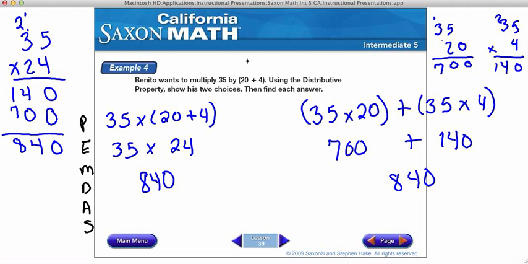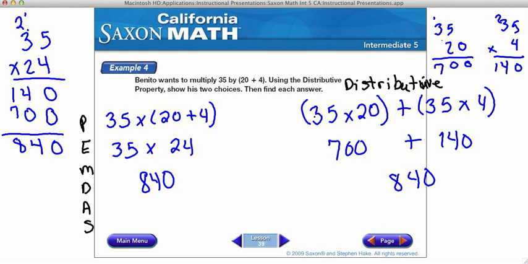Okay, this is using the distributive. I'm distributing the 35 to the 20 and distributing it to the 4. So either of these work.